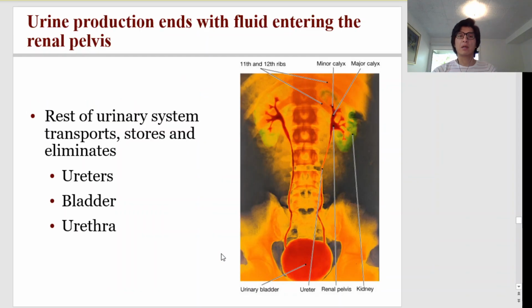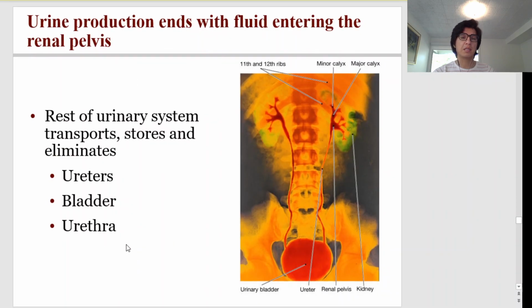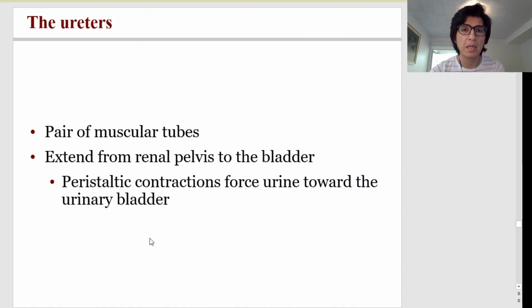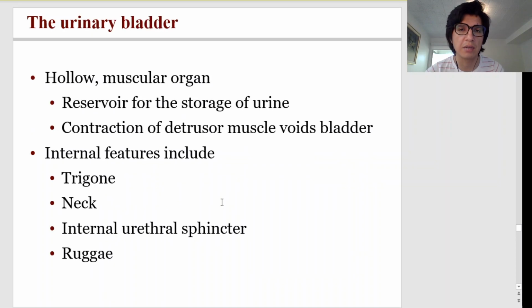All right, I'm going to talk at a broad level about the remaining components. We talked about the physiology of the urinary system. Now we're going to talk about some of the rest of the components. So here you have your ureters, bladder, and urethra. Your ureters are muscular tubes. They have two smooth muscle layers that allow them to perform peristalsis.